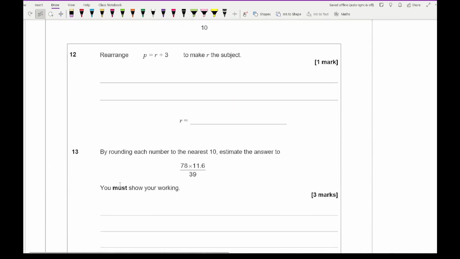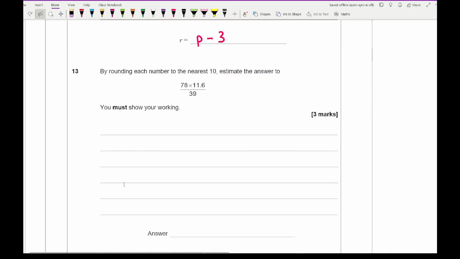Moving on to question 12, it says rearrange P equals R plus 3 to make R the subject. So what I'm wanting is R equals. So what I need to get rid of is this 3. And how do I do that? Well, I do that by doing the opposite, taking away 3. So R equals P minus 3.